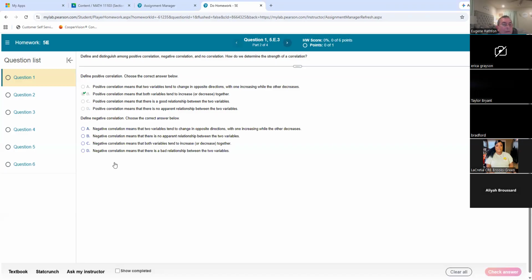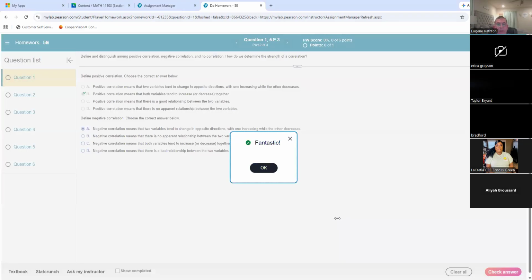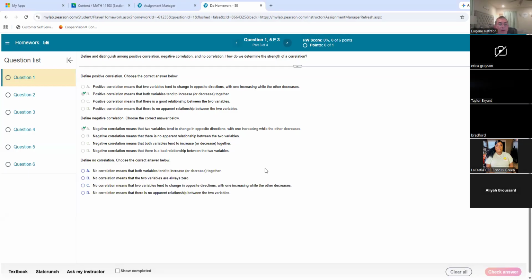All right, y'all, here we go. Negative correlation means that two variables tend to change in opposite direction, with one increasing while the other decreases. Negative correlation means that there is no apparent relationship. Negative correlation means that both variables tend to increase or decrease together. We all put C as the answer for the first one for positive. And then negative correlation means that there is a bad relationship. So Eric, are you going with A? So that'd be sort of like the gas. The higher it went, the less people were buying fewer gallons and stuff. So let's check and see if you're right on that. All right, good job.